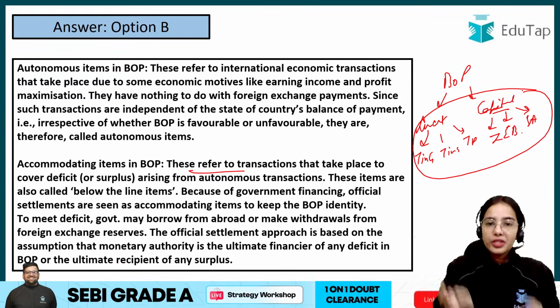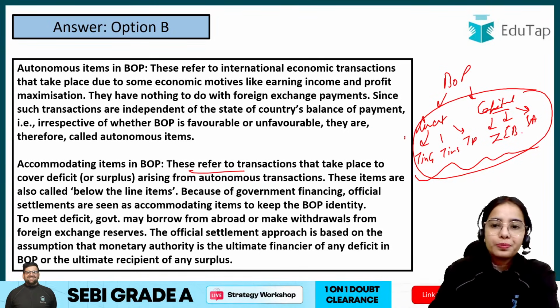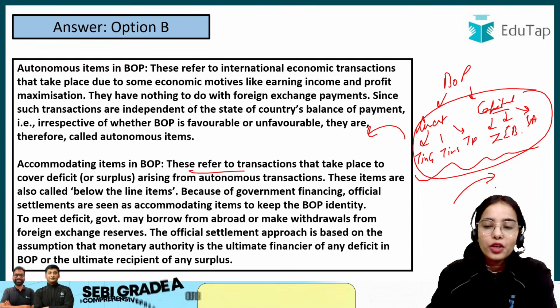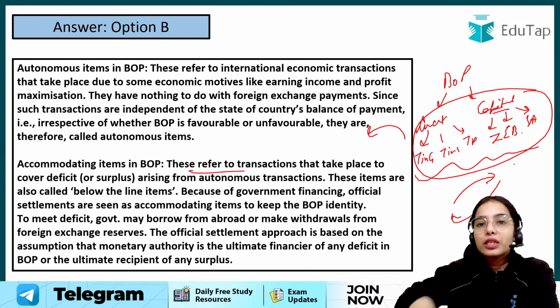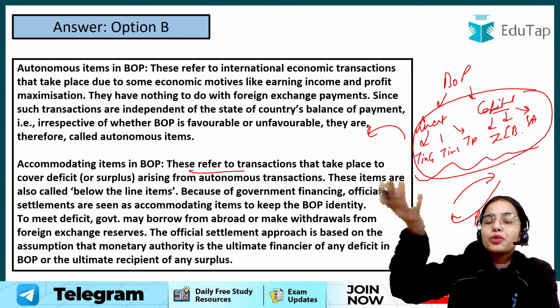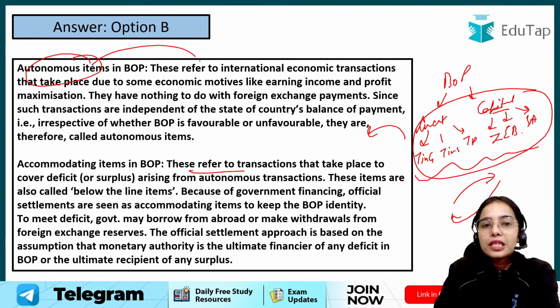If you are purchasing the good, that is for your satisfaction, right? So these kinds of transactions, if we are doing investment outside or we are getting investment from outside, that is to earn the returns. The foreigners are investing in our country to earn the returns from our country. We are investing outside to earn the returns from the other countries. So autonomous transactions are the transactions that are happening for economic motive.